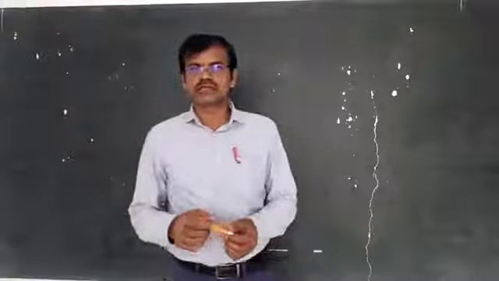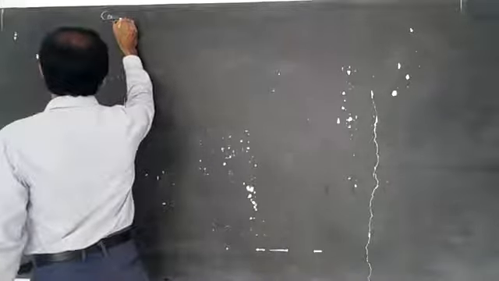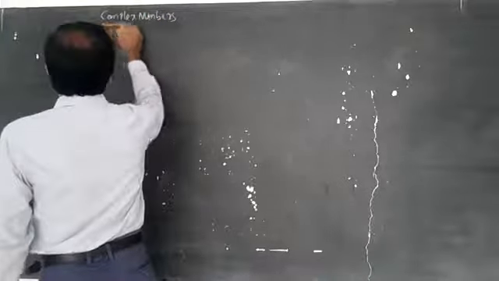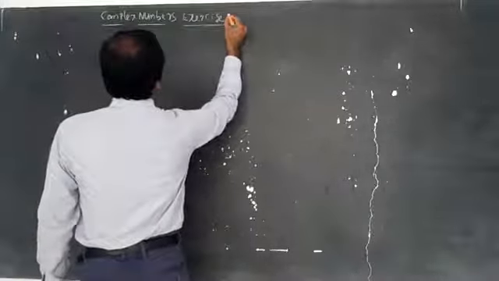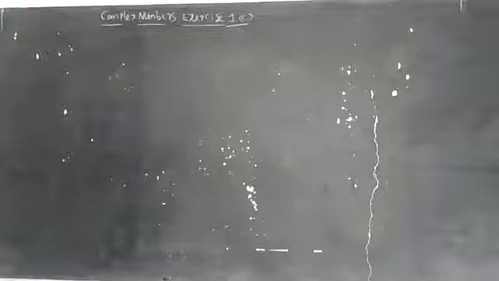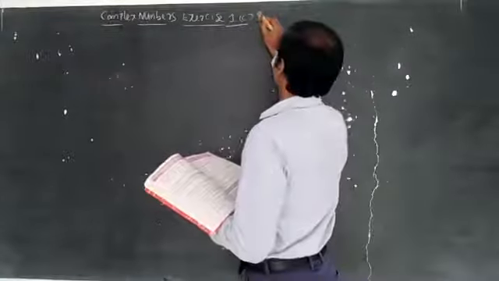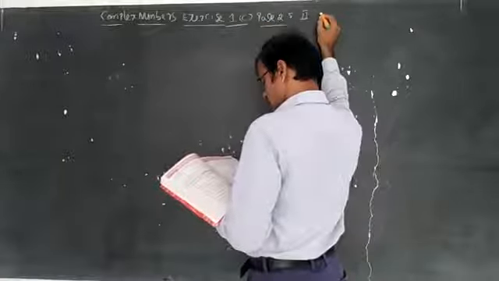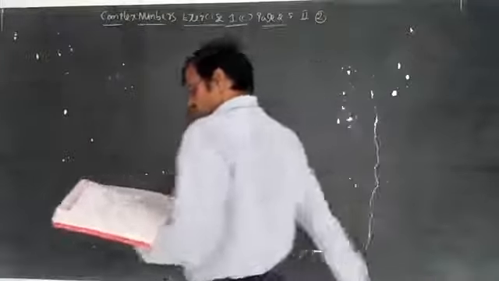Dear students, let us discuss the complex number Ex1C. Complex number is Ex1C, page number 25, Roman number 2. Two sums are completed. Let us discuss Roman number 2, second sum onwards.